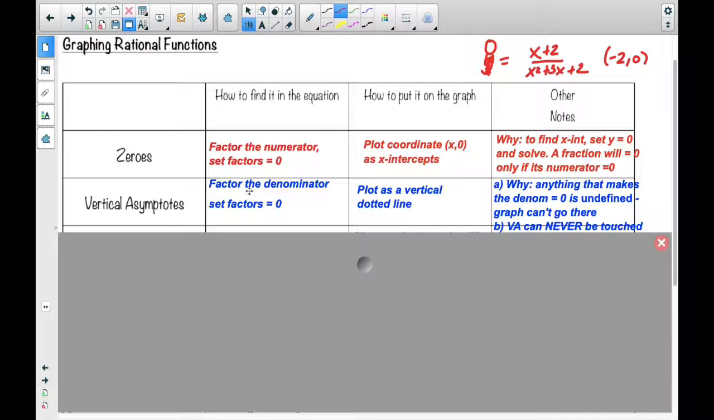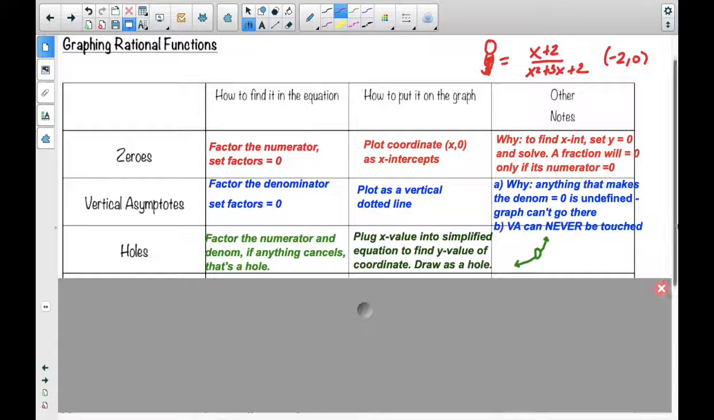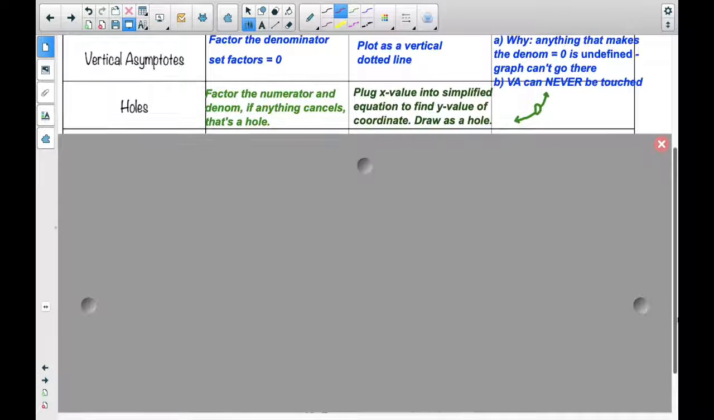And what we do is we take that denominator, we factor it, and we set those factors equal to 0. And how do we plot it? Well, we just plot it as a vertical dotted line on our graph. Another important thing about vertical asymptotes is that they can never be touched. Now, when we get to horizontal, that's a different story, but vertical asymptotes are never touched. Okay, holes. Holes are what happens when you factor the numerator and you factor the denominator, and anything that cancels becomes a hole.